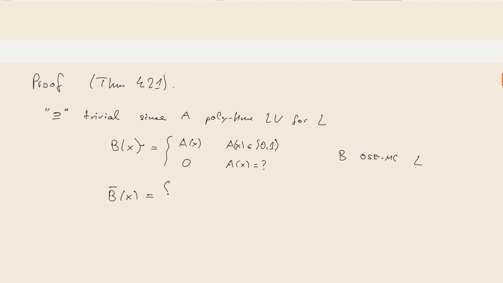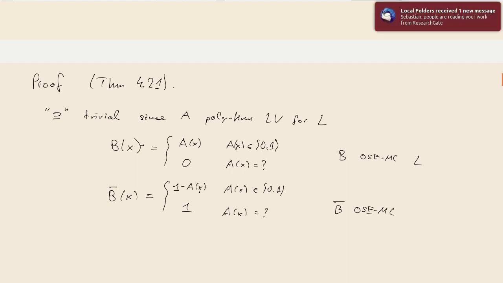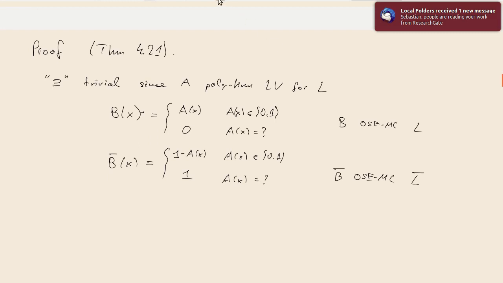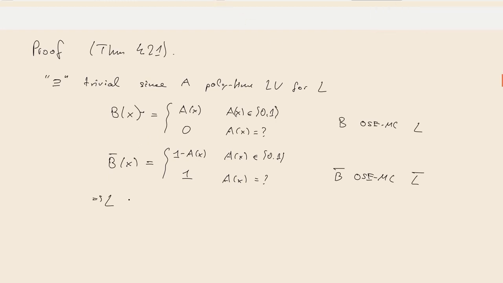and we can also define a symmetric version with the same case distinction. But then we return 1 whenever this result was inconclusive. Oh well, we should return 1 minus A of X in that case. Then this is a one-sided error Monte Carlo method for L bar, which together shows that L is in both of the classes, right? So it's in RP and co-RP.